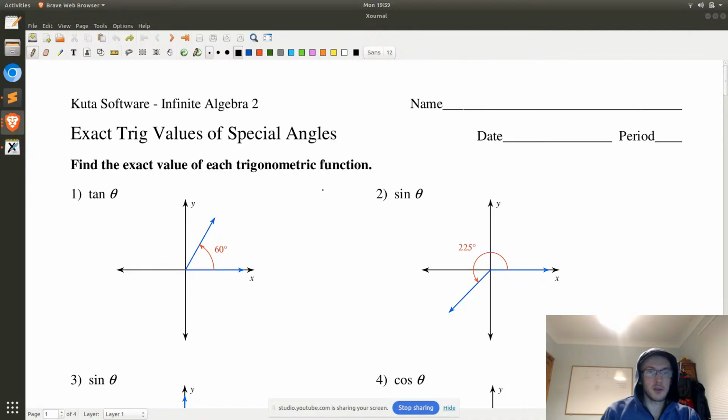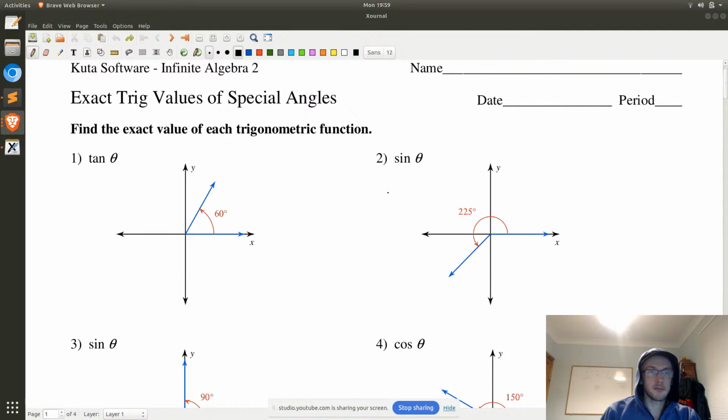Now we should try solving these problems here. Find the exact value of each trigonometric function. So, 30 questions here. I'll handle 5 at a time, why not?